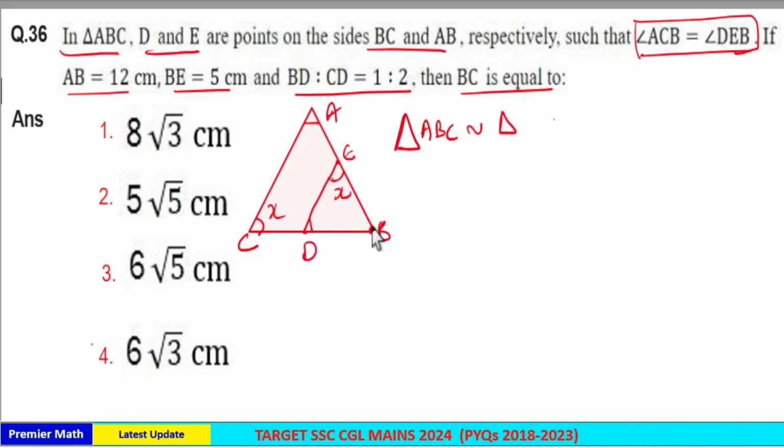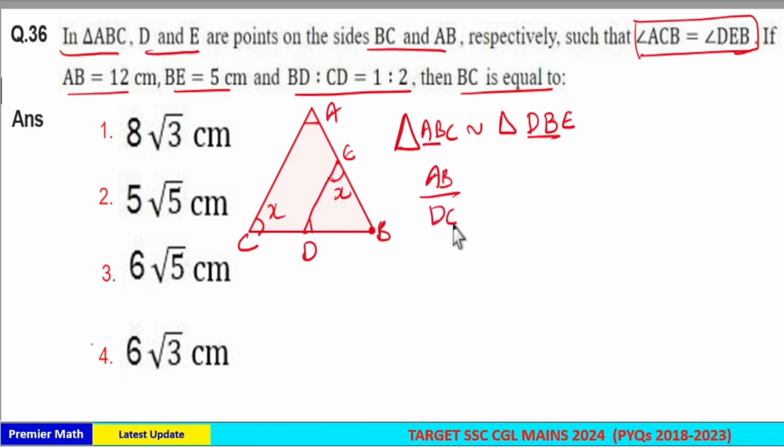Here letter representations are important while writing similar triangles. Here B is common, so write it in the middle. And here C is equal to E, so write it at the end. Now remaining, here A and D are common. A is here, so write D here. So triangle ABC is similar to triangle DBE. And for similar triangles, ratio of corresponding sides are equal. That is, AB by DB is equal to BC by BE. Now if you substitute the value, you will get BC.